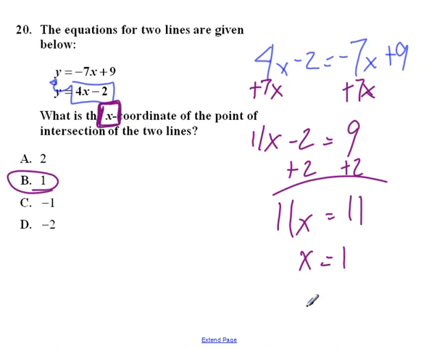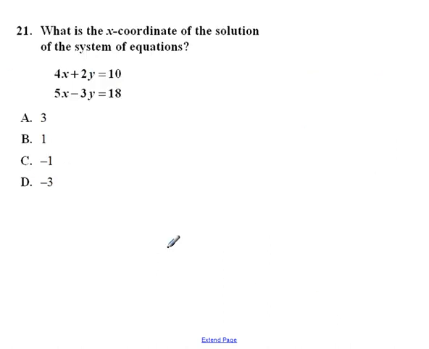And in this case, we solve for x. It says it wants x, so we are good. Number 21. This one's going to be easier to do with our combination. It wants us to solve for x, so I'm going to try and get rid of our y's. And this is that one tricky one that we did a long while ago.